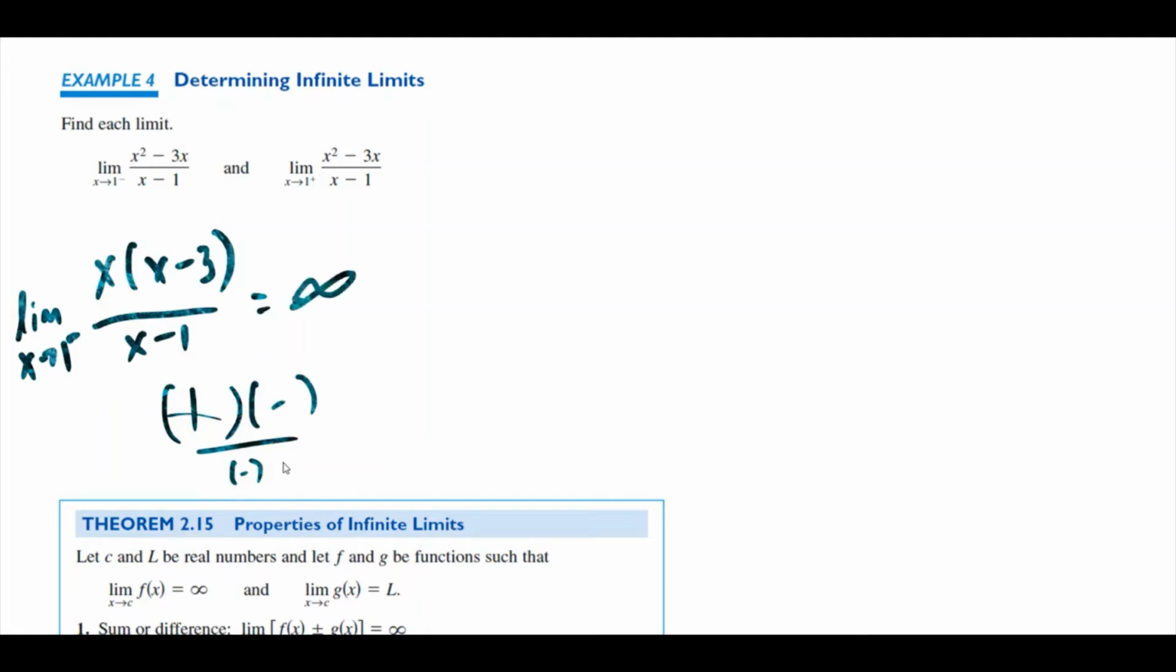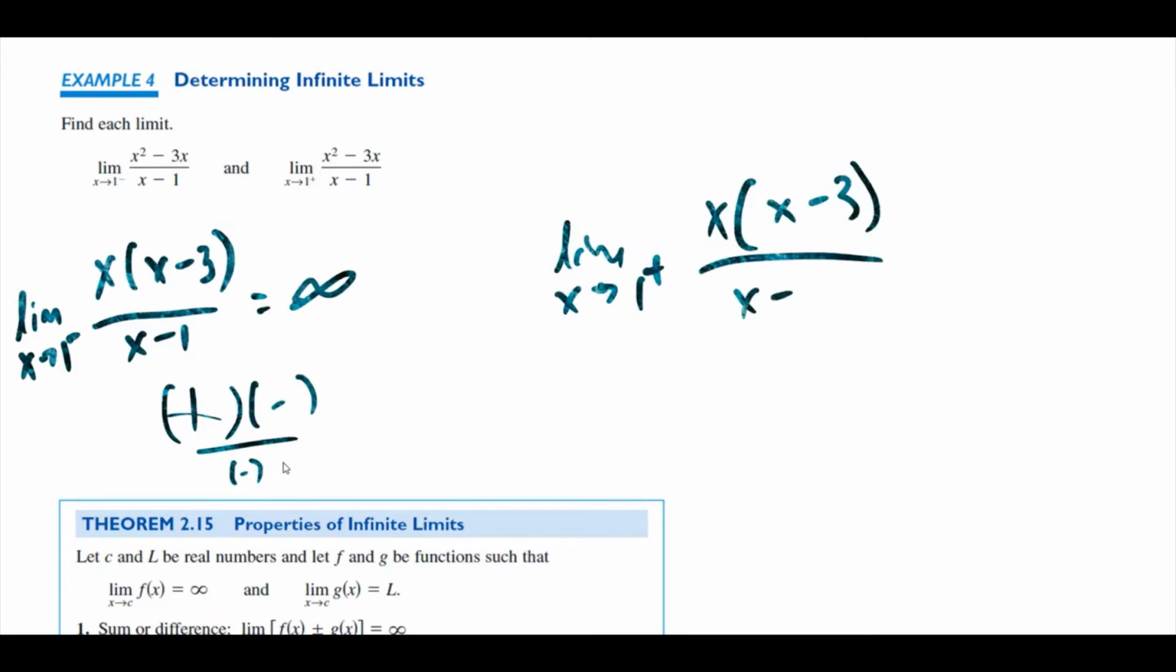And similarly, if we have the limit as x approaches 1 from the right of x times x minus 3 all over x minus 1, we have a number slightly bigger than 1, so 1.000001 here. So that is a bigger number minus 1, so that gives us a positive in our denominator. So it's like a positive number.